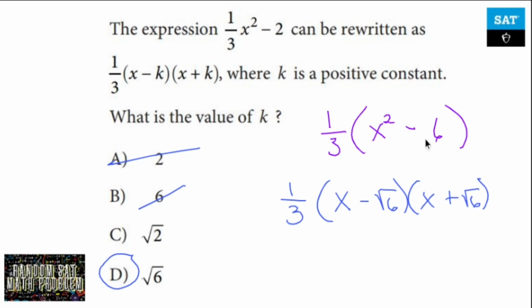Two different ways of doing it. One way is a pain in the butt, and the other way is also a pain in the butt. So which kind of pain are you willing to deal with? Pain in the butt door number 1 or pain in the butt door number 2? You decide. The answer is D.